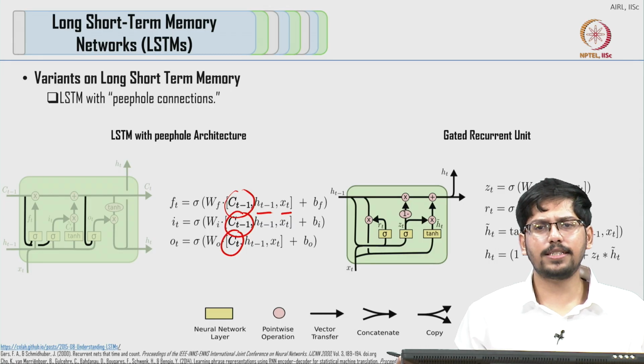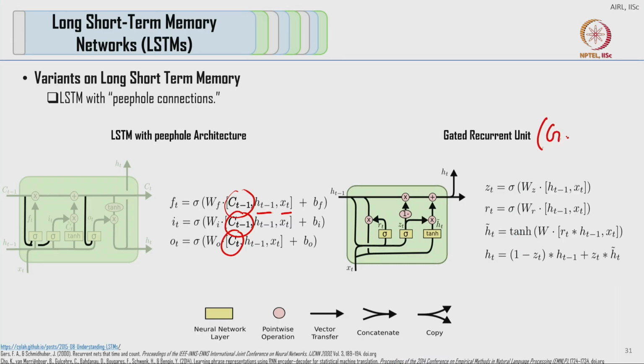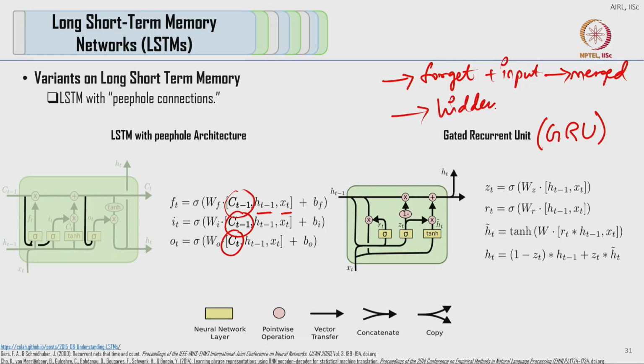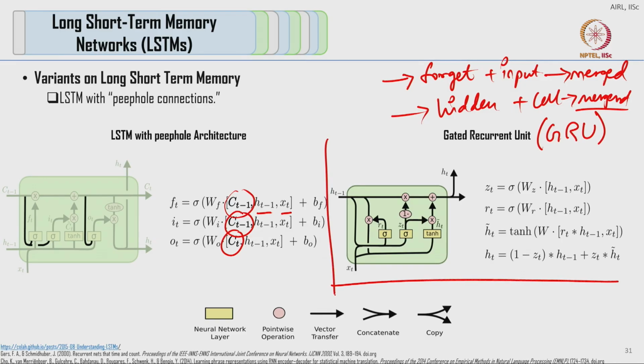And we also have architectures like the gated recurrent unit, which is essentially the GRU block. The GRU block is a simplification of LSTMs where the forget gate and the input gate are merged, and where the hidden state and the cell state are merged, right. So, the architecture of GRU can be observed here, which is essentially trying to simplify the number of gates and the number of hidden states.